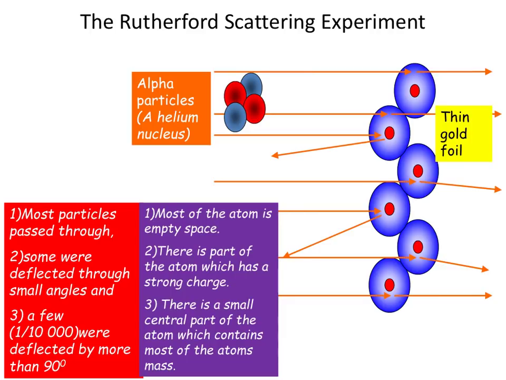The third and final observation that Rutherford and his team made was that about 1 in 10,000 particles were deflected by an angle of more than 90 degrees. So you can see here, it comes in, if it was going to have a direct hit with the nucleus, it would then be deflected by more than 90 degrees. And how Rutherford explained that is he said there's a small central part of the atom which contains most of the atom's mass. And those 3 observations allowed Rutherford to develop his model of the atom, the nuclear model, that then was added to the point where we have the representation or the model that we use today.